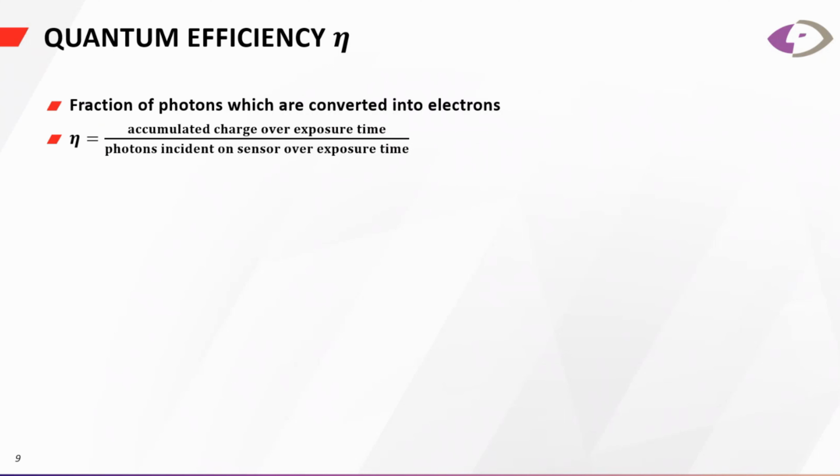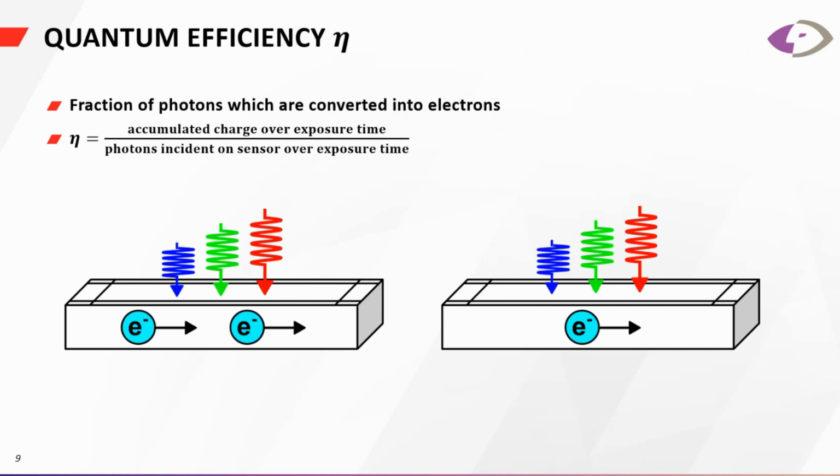So let's look at camera B and camera A sensors again. On the left, we have camera B sensor. 3 photons strike the pixel and it generates 2 electrons. So that's 2 over 3, or 0.67 quantum efficiency. For camera A, only 1 electron is generated per 3 photons. So that's a quantum efficiency of 0.33.